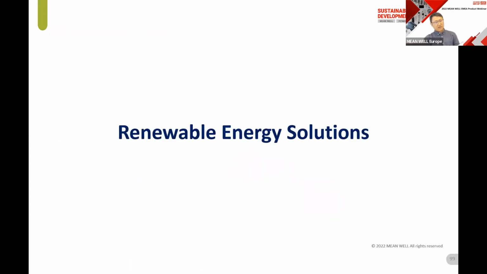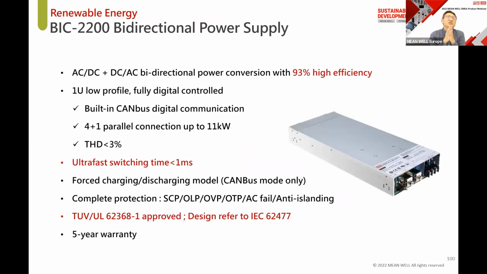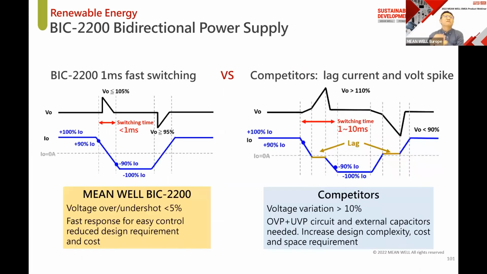The last one is the renewable energy solutions. The most important product is the BIC 2200 bidirectional power supply. This is the first bidirectional power supply we announced to the market, and it can convert from AC to DC and also DC to AC. The feature of BIC 2200 is the very fast switching time. If you want to switch from AC to DC and DC to AC again, it can react within 1 millisecond. And why is this important?